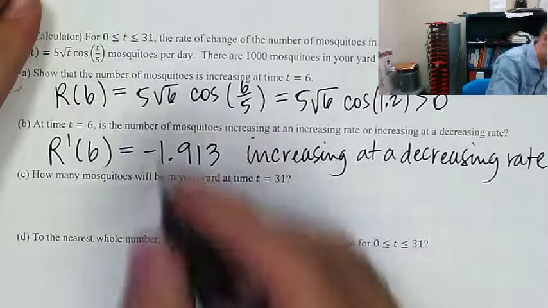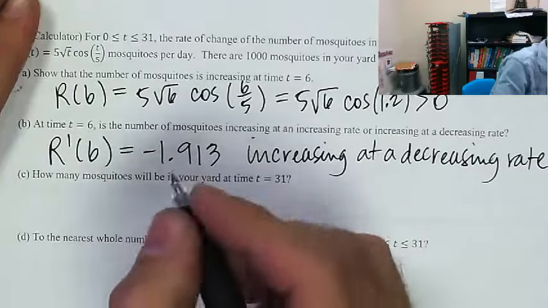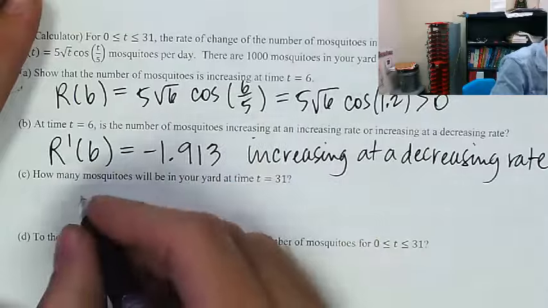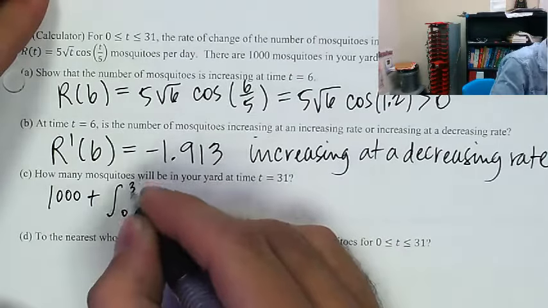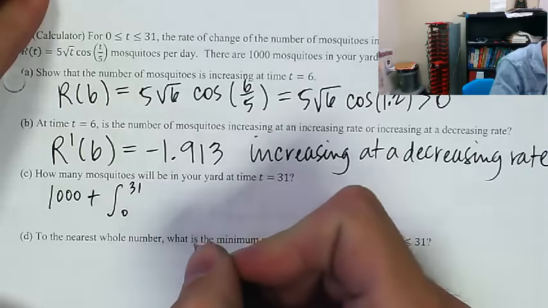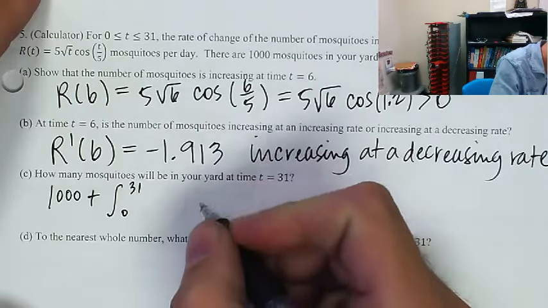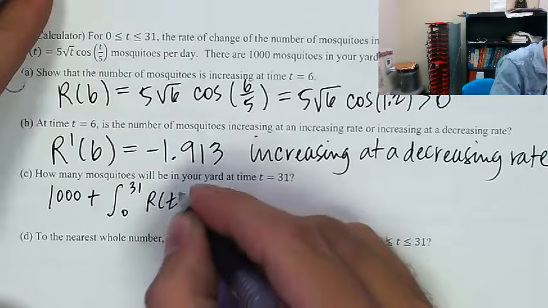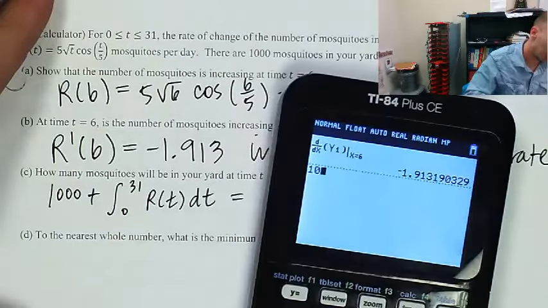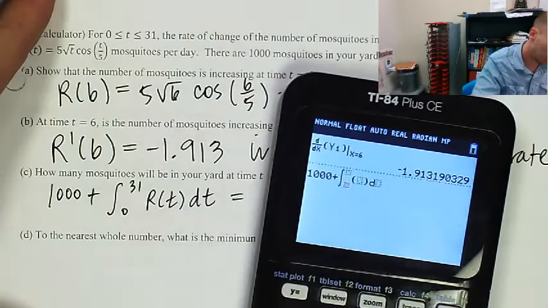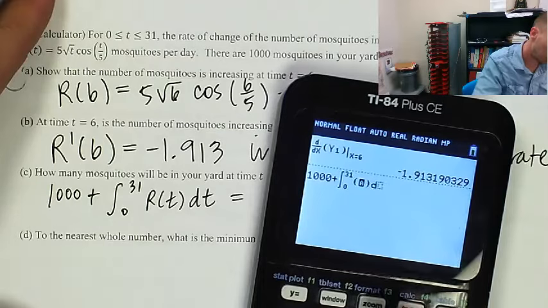How many mosquitoes are in the yard at time t equals 31? The amount at 31 would be 1,000 plus the integral from 0 to 31 of R of t dt. Okay. 1,000 plus the integral from 0 to 31 of y1 with respect to time.